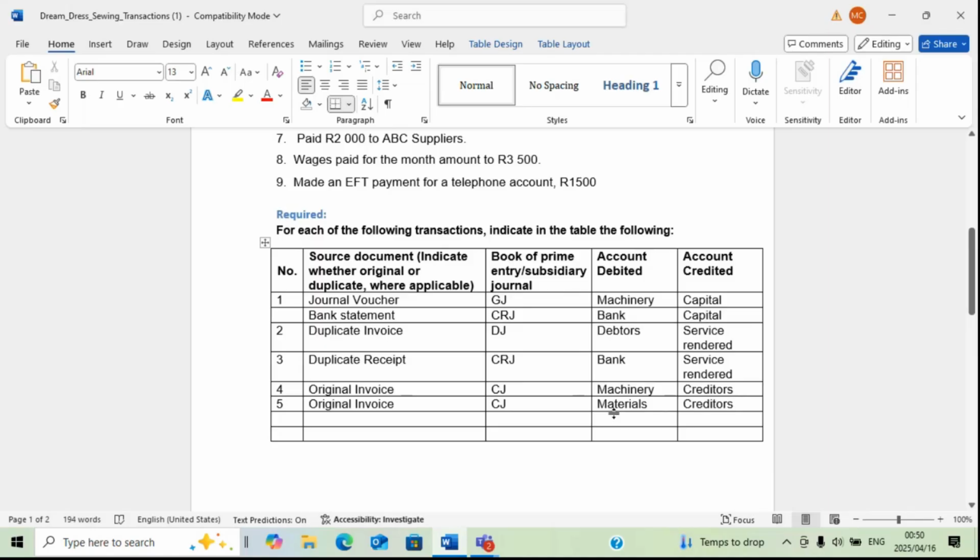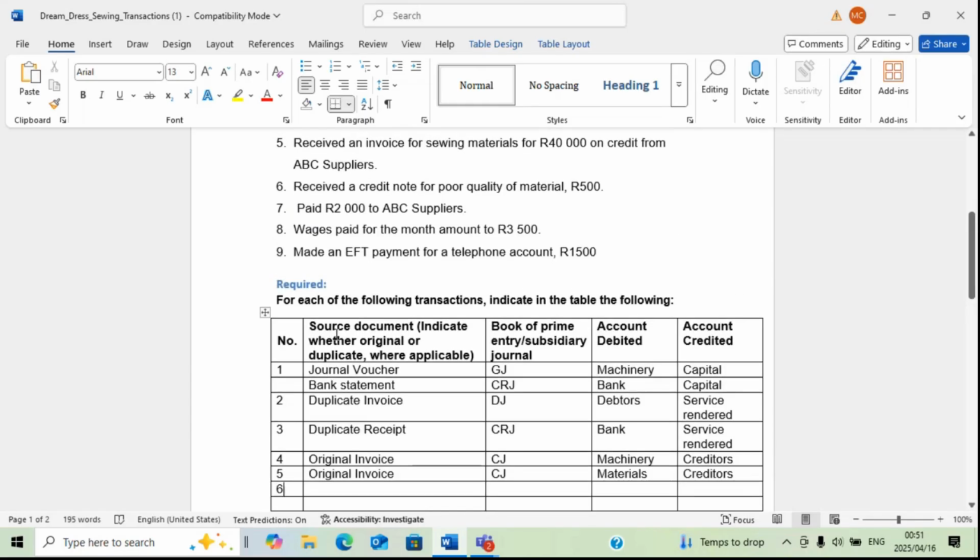Whenever there's an increase in our creditors, we must credit them. And then materials, we regard them as our expenses. Whenever there's an increase in our expenses, the principle of the elements says we must debit expenses, right? And then transaction number 6. Let's go to transaction number 6, and that is how you record transaction number 5.